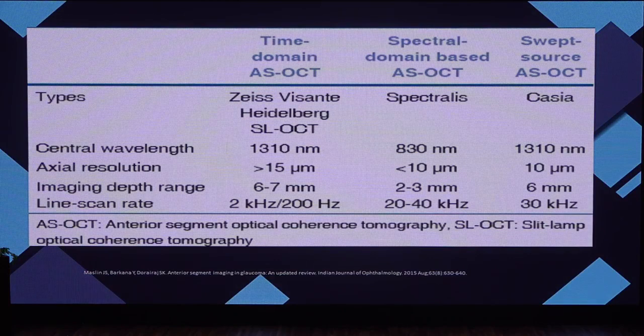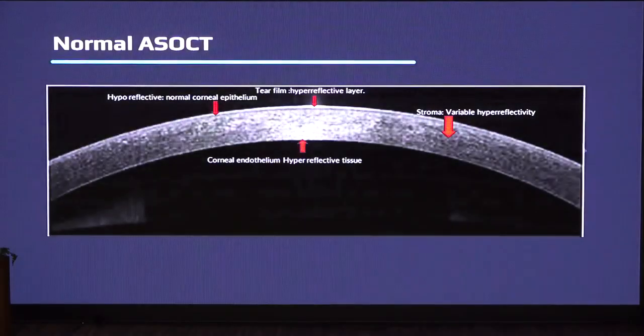And then we have spectral domain OCT, also known as Fourier domain OCT. And then the latest one which we have is the swept source OCT. Compared to the posterior segment OCT, the wavelength is longer because we want a better resolution for the anterior segment structures. Just for the residents, just how a normal AS OCT looks like.